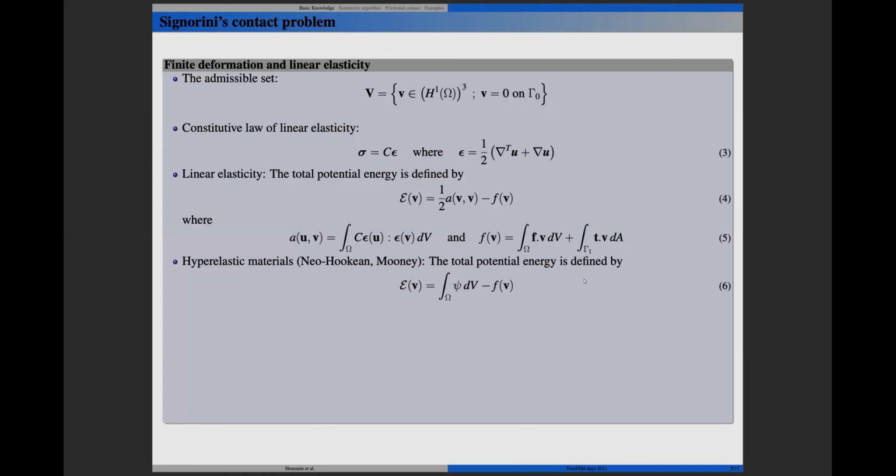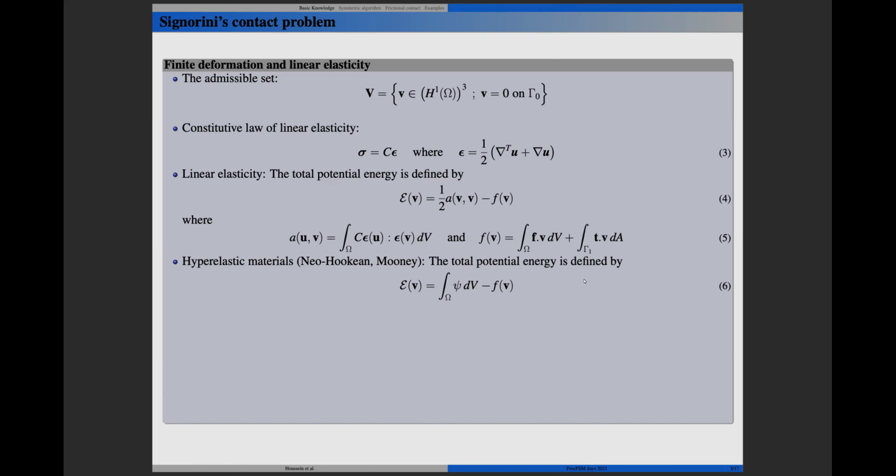Now we can, for example, define the admissible set. For example, we impose a Dirichlet condition on gamma 0. In the case of linear elasticity, we have a linear relation between the strain tensor epsilon and the displacement field, which is our unknown. We can also define a potential energy, in this case of linear elasticity, and A will have some properties: continuous, bilinear, and elliptic, and the linear form is continuous.